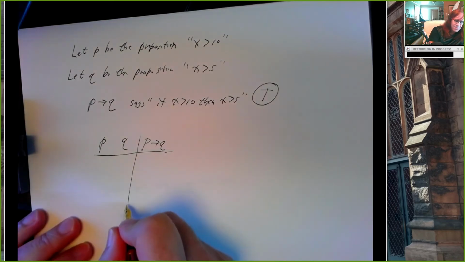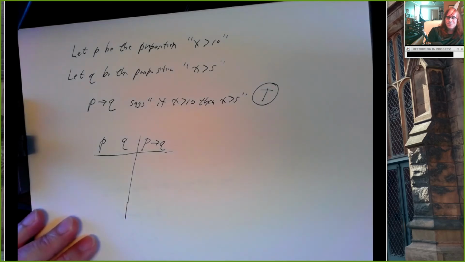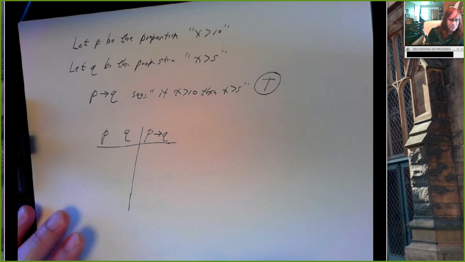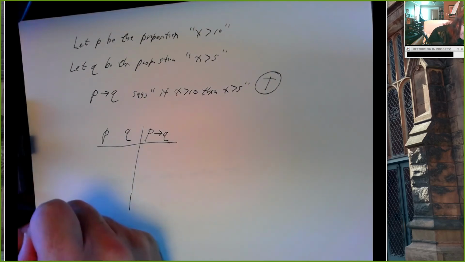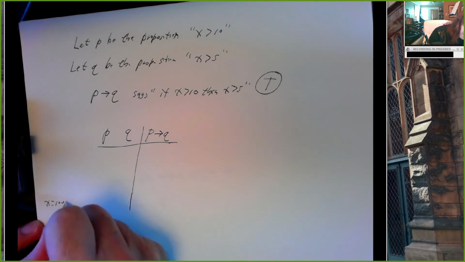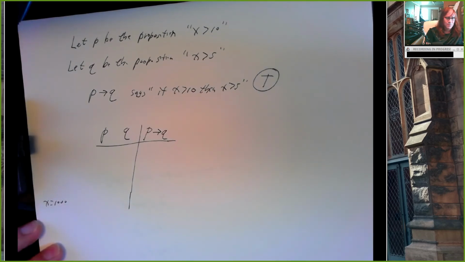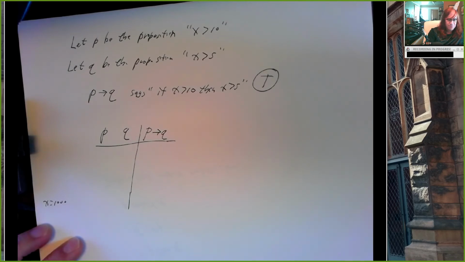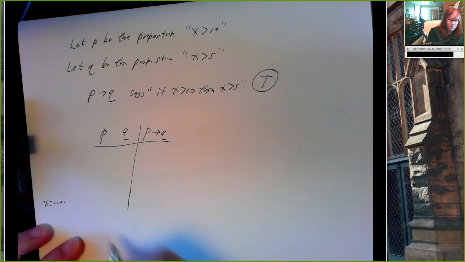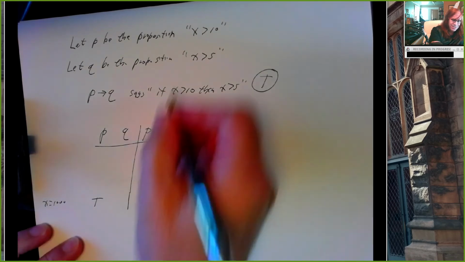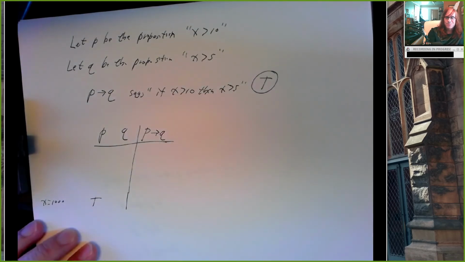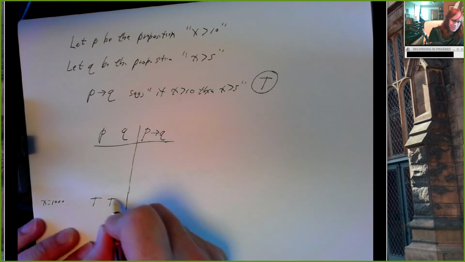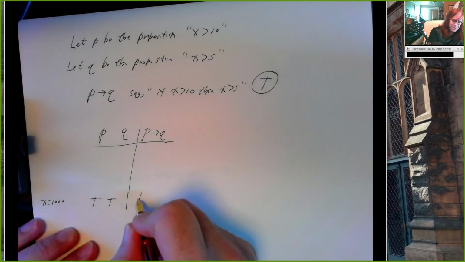So let's pick some particular values of x and see what's going on. So for example, let's set x equal to 1,000. So is proposition P true or false? True. X is definitely bigger than 10, so P is true. What about Q? Is x bigger than 5? Yeah. Right? And we know that if P then Q is always true.